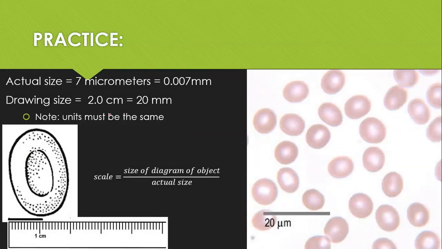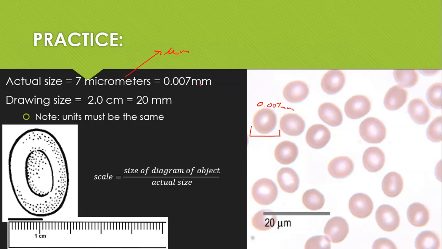So in this particular slide, I have a bunch of blood cells being viewed under a microscope, and it's telling us that the actual size of one blood cell is 0.007 millimeters, or 7 micrometers. Remember, micrometers looks like this, and there are 1,000 micrometers in 1 millimeter. So 7 micrometers is equal to 0.007 millimeters.